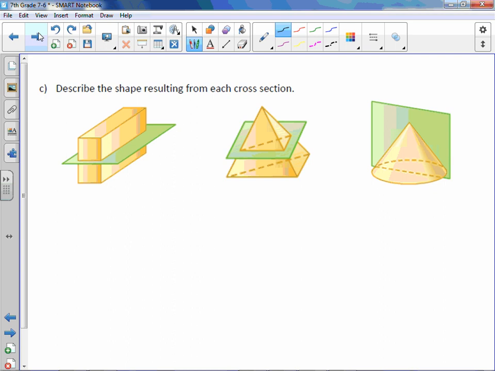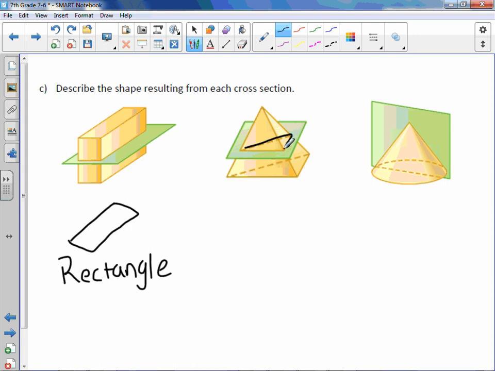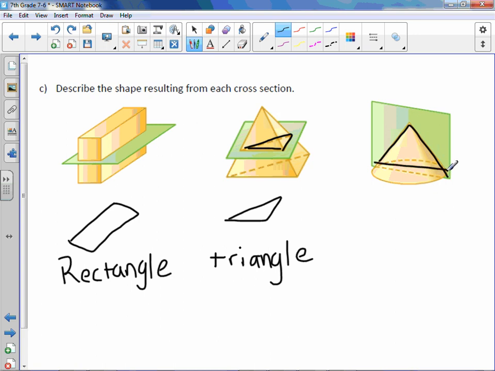A rectangular prism here, this cross section would be a rectangle. Now this is a triangular pyramid. So this horizontal cross section would look like a triangle. And this cone would also have a triangular cross section.